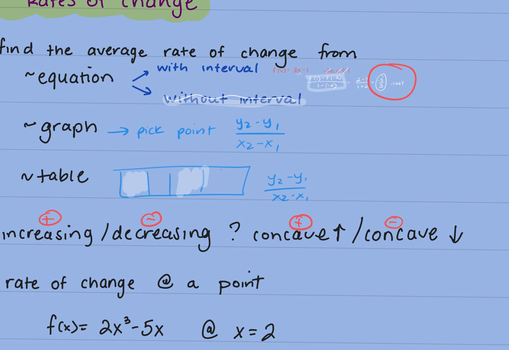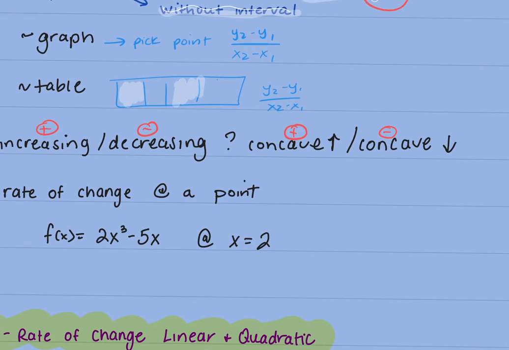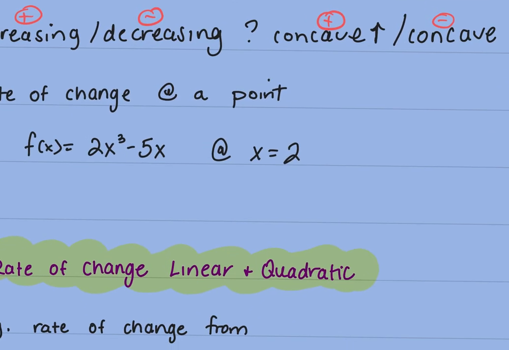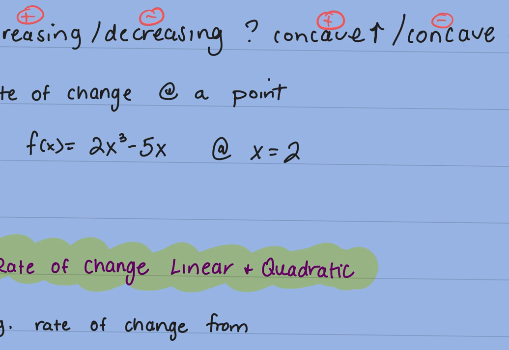Questions so far? All right, then came rate of change at a point. So this was what was not on your quiz, but you will see it on your test. If it says, give me the rate of change of 2x to the third minus 5x at x equals 2, what do we do with this? Yes, calculator, we're going to plug in what values?